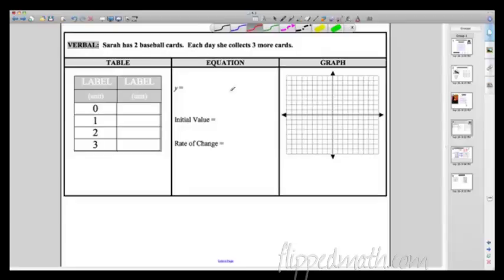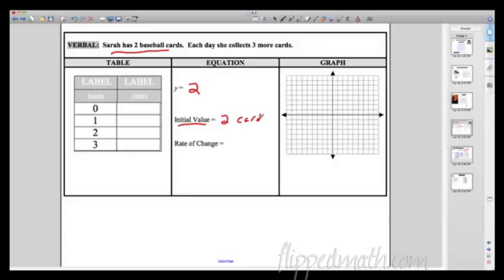So how am I going to do that? Well, we're looking for 2 things. We're looking for initial value and rate of change. So when I look for this, what does Sarah have? What does she start with? Well, first sentence, Sarah has 2 baseball cards. So she has 2 cards. Then what's happening? So that's her initial value. She starts with 2 cards.